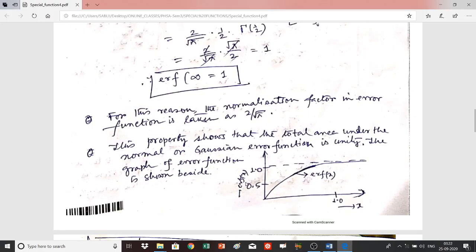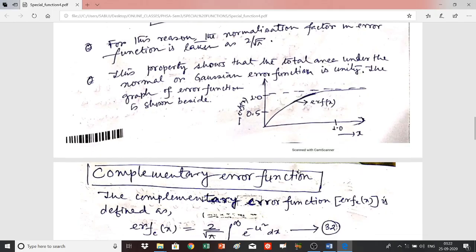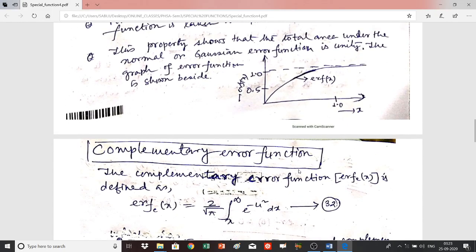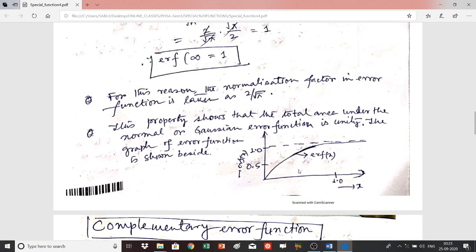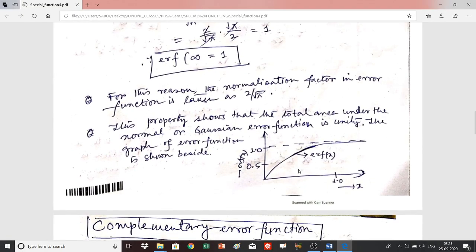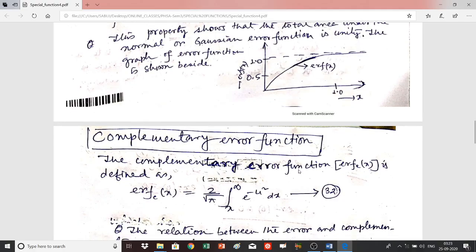And here is the plot of the error function versus x. The curve is like this. Just look at it; there is nothing to explain or study in detail, because you have to study the error function qualitatively. This is just to look at the graph, and the nature of the graph is like this.